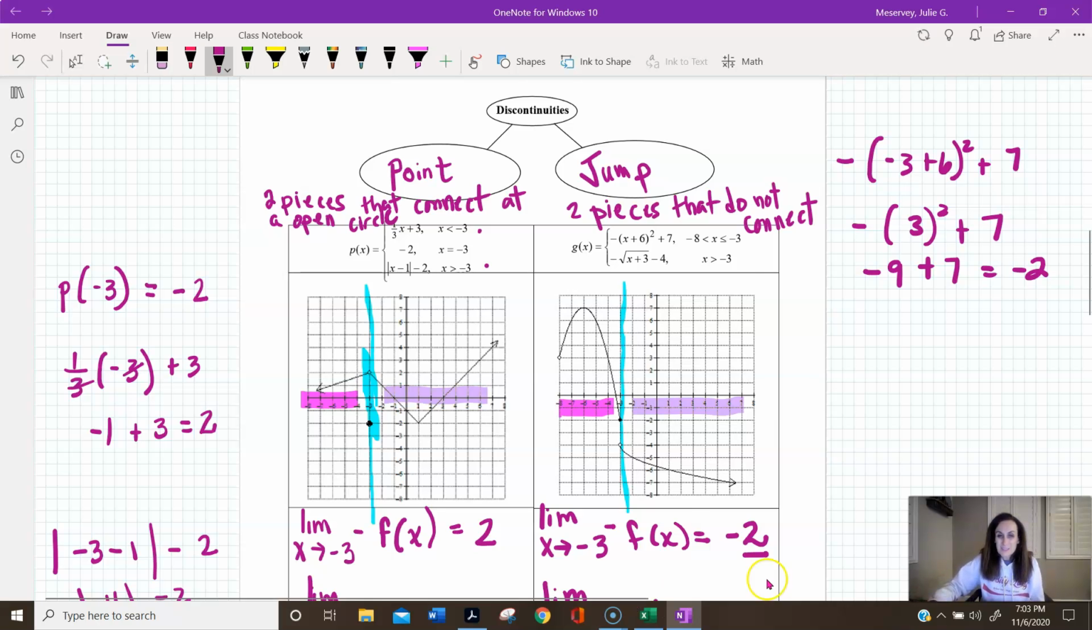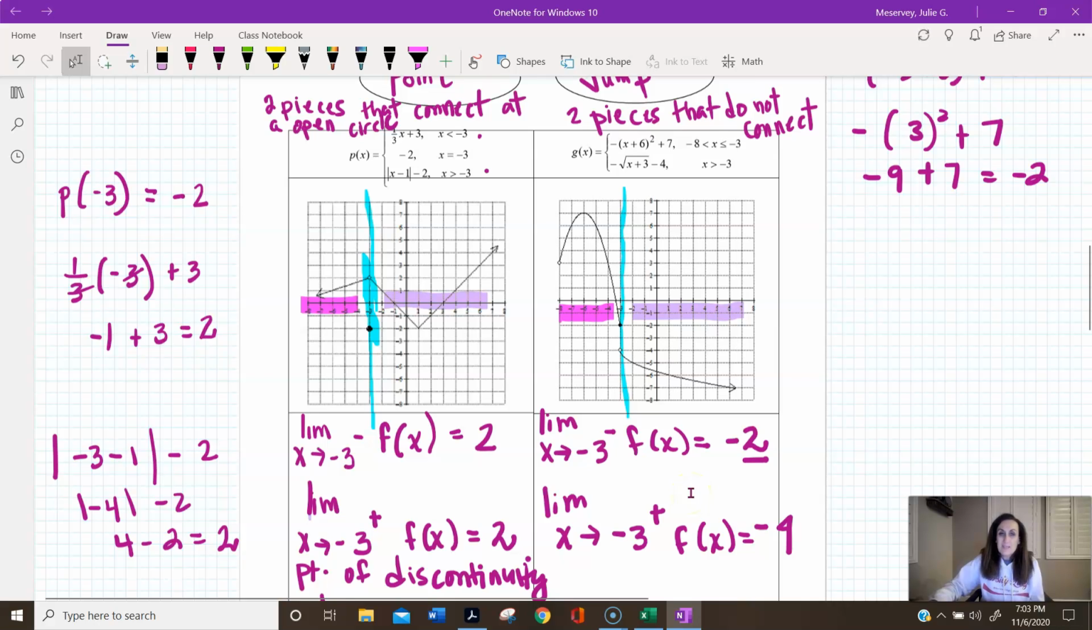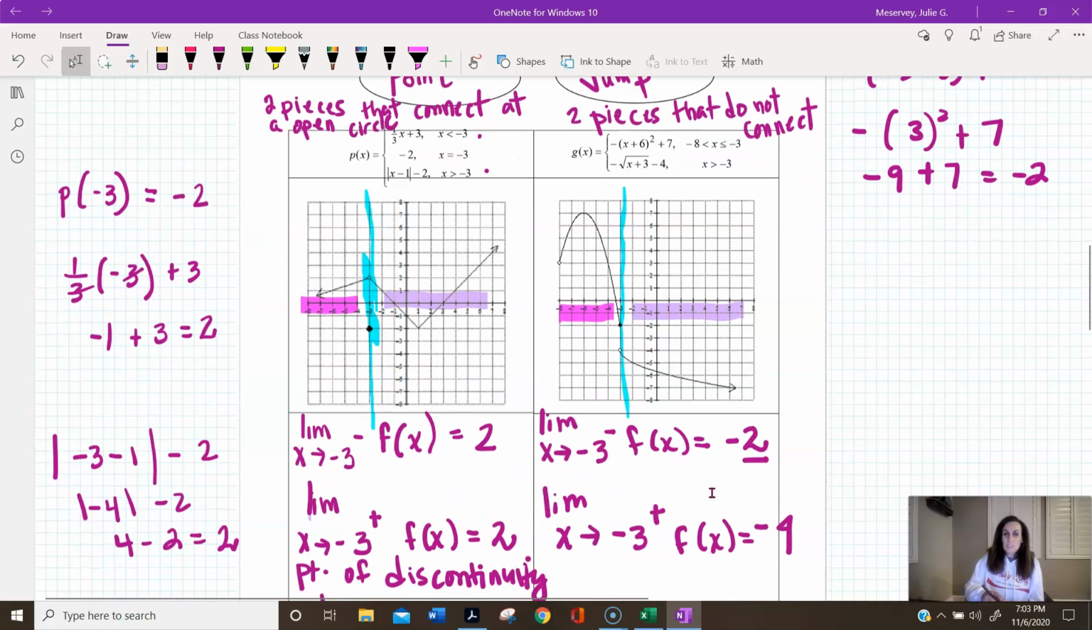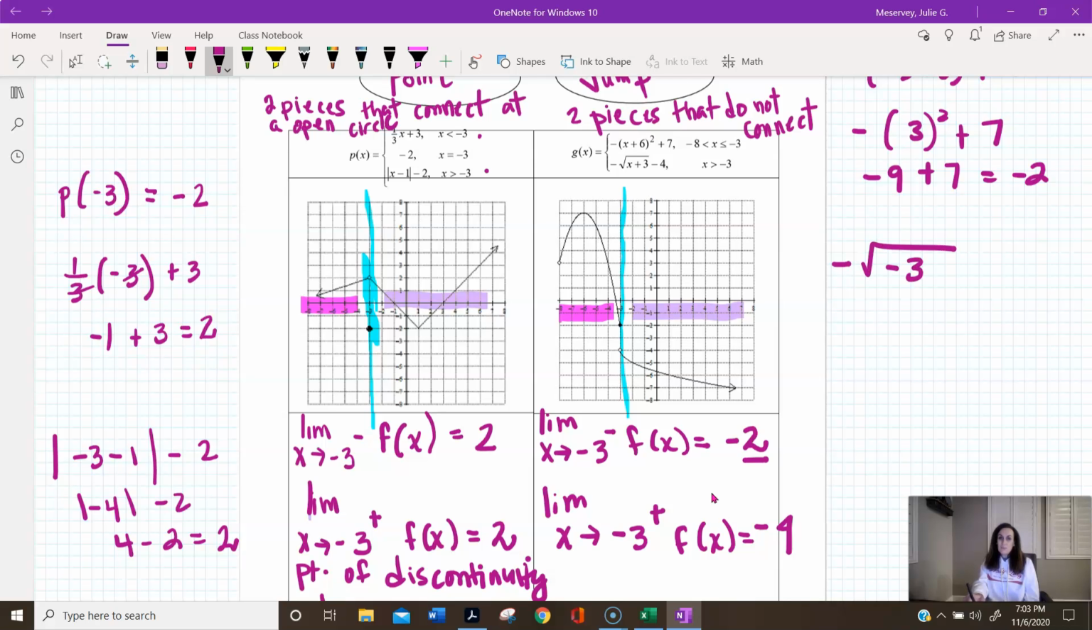All right, let's look at the limit from the right-hand side. If you look at the purple, the limit from the right-hand side as I come in is going to be negative 4. Let's do that algebraically. I'm going to use the piece that's on the right-hand side. That's the piece that I'm following. So it's the opposite of the square root of negative 3 plus 3, subtract 4. The opposite of 0 subtract 4 is negative 4. And sure enough, that was my limit, negative 4 from the right-hand side.